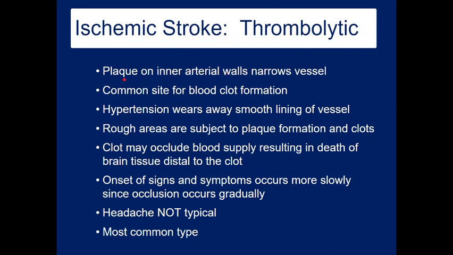Thrombolytics, we talked about. So this means breaking up clots. Lytic means break up. So let's say someone has an ischemic stroke, they have an atherosclerotic plaque around the arterial walls, those plaques can rupture and cause a blood clot to form there. I also mentioned hypertension wears away that nice vessel lining leading to plaques. So although hypertension can lead to a bleed, it can also predispose to this too. So those two risk factors travel together. Those rough areas lead to plaque formation as well, and then the clot would occlude blood supply.